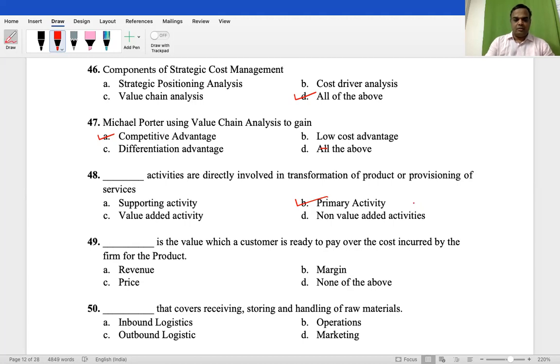Next. Dash is the value which a customer is ready to pay over the cost incurred by the firm for the product. Option A, revenue. Option B, margin. Option C, price. Option D, none of the above. The value that the customer is ready to pay over the cost is margin.